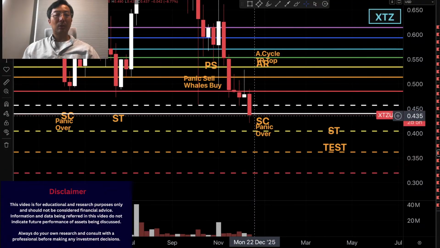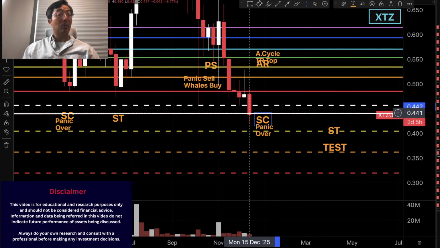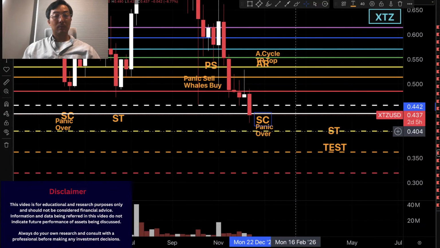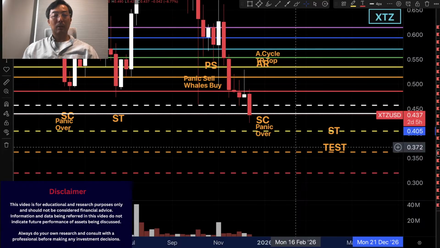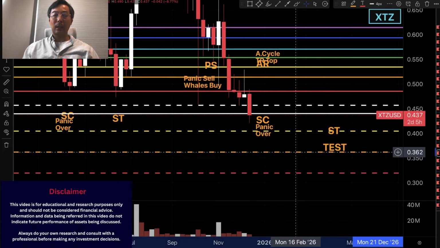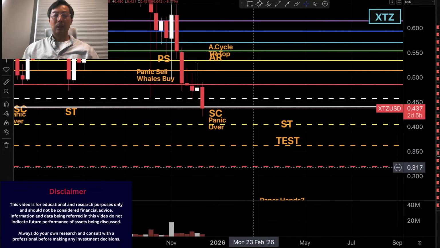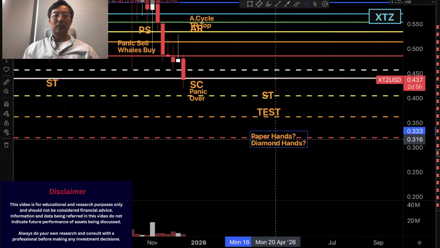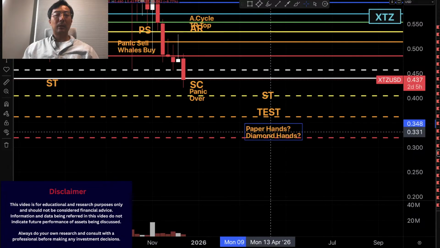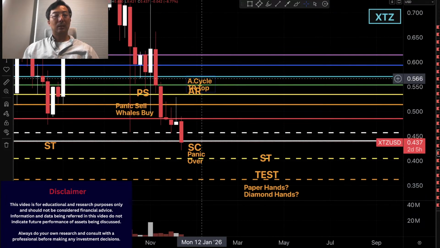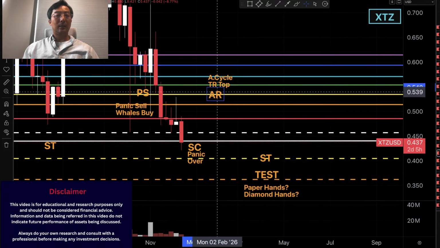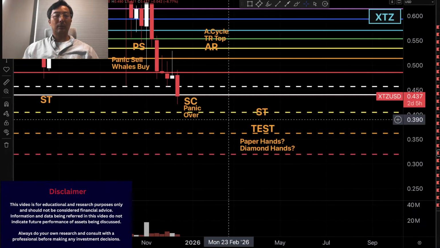If this is not the lowest point of the selling climax for Celestia, the very first support is at around 40 cents, the second 36, the third is 31 or 32 cents. These paper hands, diamond hands tests, don't get surprised if those tests get to those 3 levels.